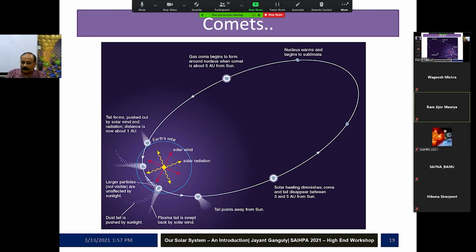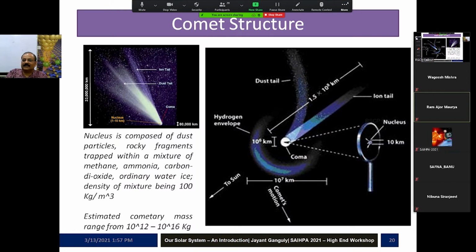It forms two types of tail that we will see, a dust tail and an ion tail, and it has a nucleus. So all these things have been found out. Now how do people know what is inside the nucleus? It is quite interesting to understand how people have found out what is inside the nucleus of a comet, and why these comets are important.